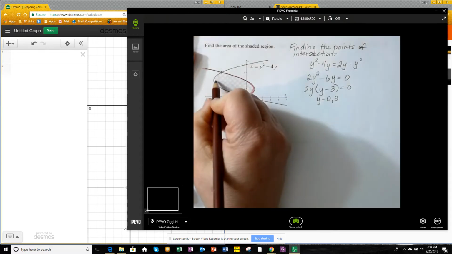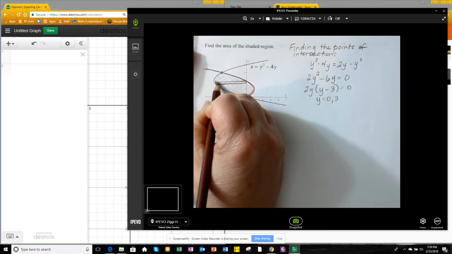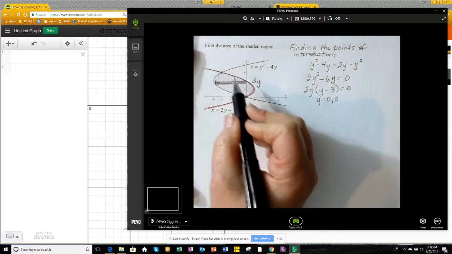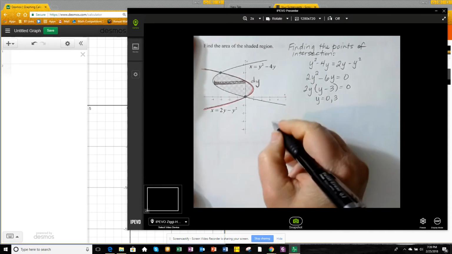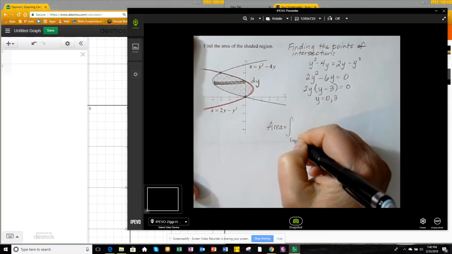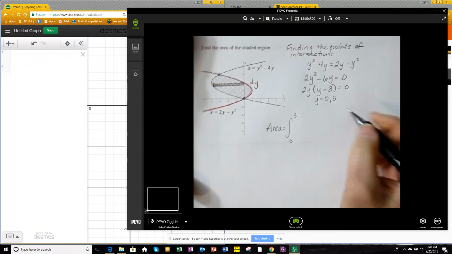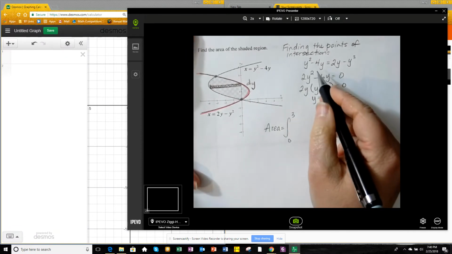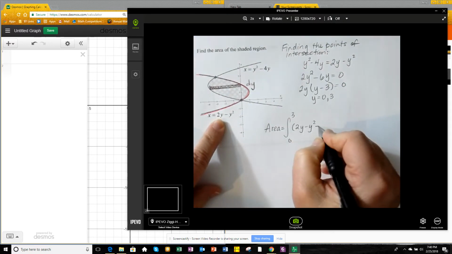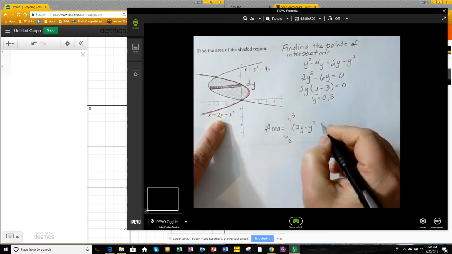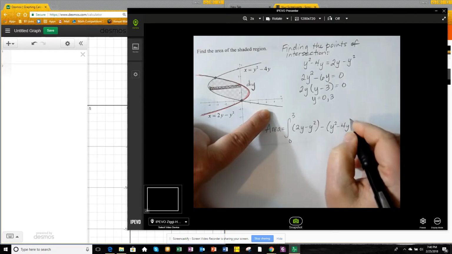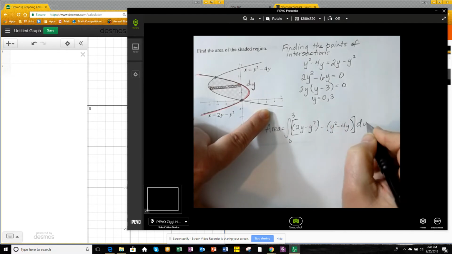And we're going to integrate with respect to y again, which means we're going to use the function on the right minus the function on the left. And so the area between these two curves is going to be equal to the integral from 0 to 3, because that's what y is going from and to, of the function on the right, which is this orange one here, or the red one. It's 2y minus y squared minus the one on the left, which is y squared minus 4y, with respect to y, so that's dy.